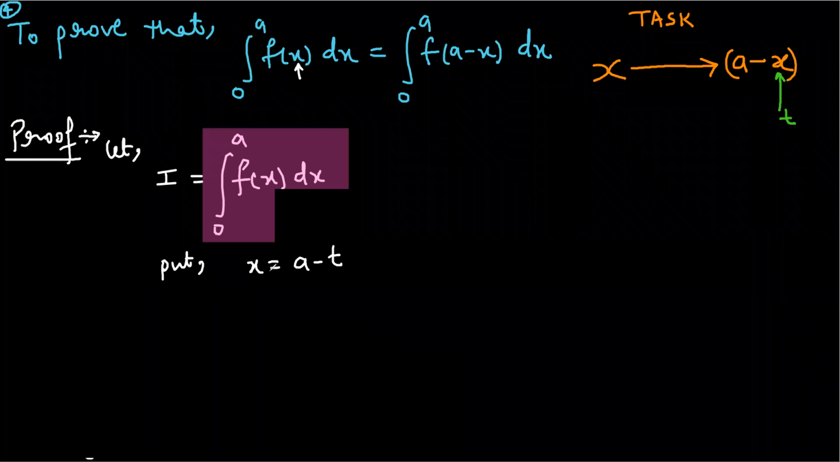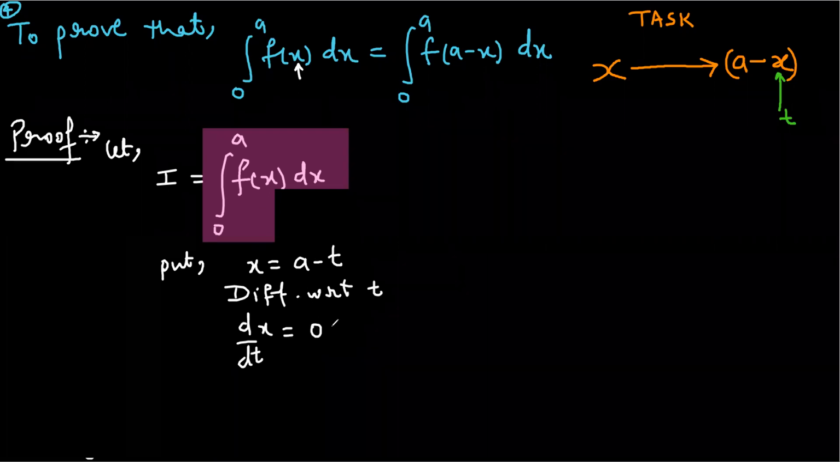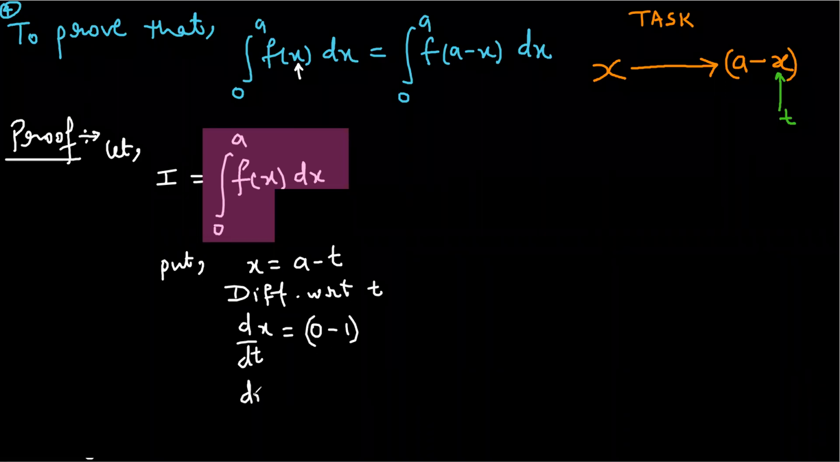Now, as you all know, students, in integration, when you do the substitution, the next step is you differentiate. So here I write, differentiating with respect to t. You can also differentiate with respect to x if you want. Here I get d by dt of x, and on the right the derivative of a is 0, which is a constant, and the derivative of t with respect to t is 1. So I get dx equals 0 minus 1 is minus 1, minus 1 into dt, so dx is negative dt.